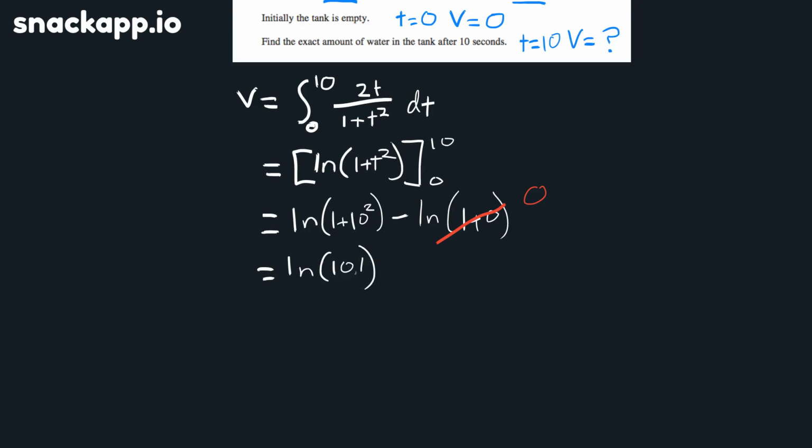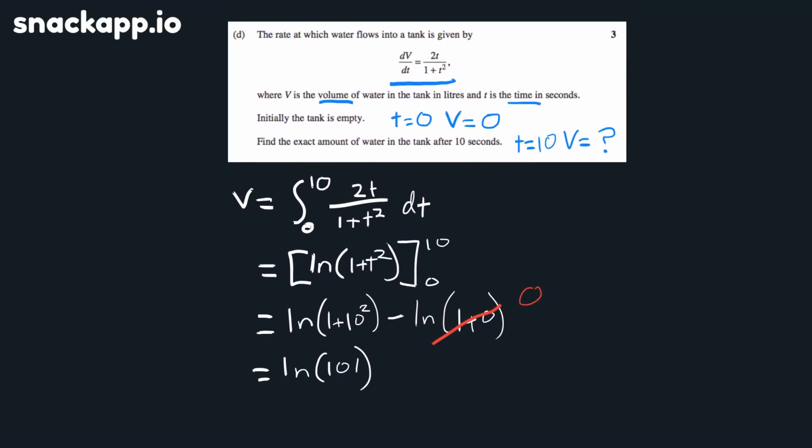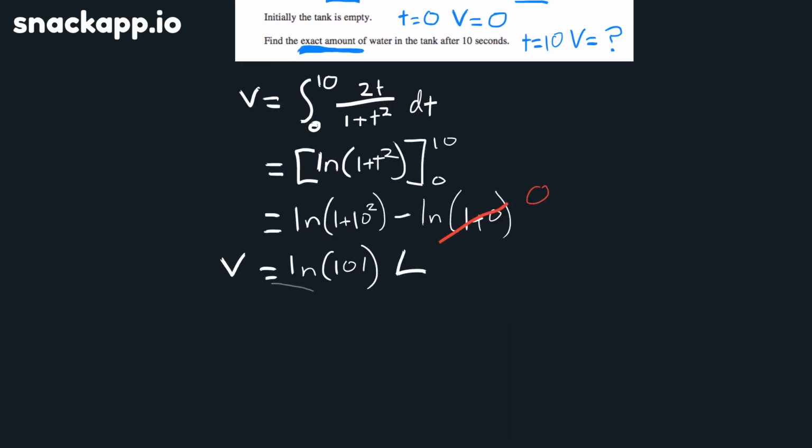This here is a volume, and they told us the volume of water is in liters, so we have to make sure we put that unit on there. So the volume is equal to log of 101 liters. And remember, if we look back up here, they wanted the exact amount. Exact means that we don't want decimals or something that's rounded, we want the complete answer in its exact form. The exact form is log 101.